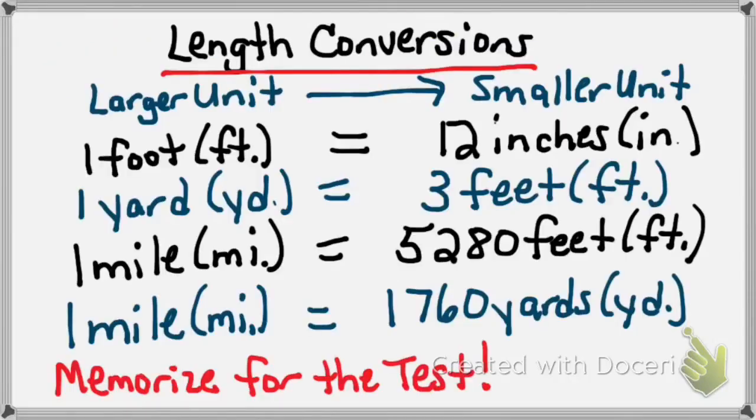So on my length conversions chart, which is found on page A in your Chapter 10 packet, I see my larger units are on the left and my smaller units are on the right. I'm looking for the conversion of miles and feet. Feet and inches? No. Yards and feet? No. Miles and feet? Yes. Here we go. 1 mile equals 5,280 feet. So it says feet are small, miles are large. So miles will be larger.